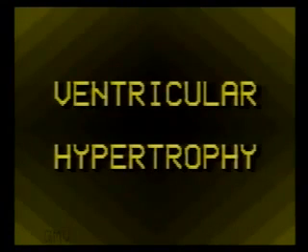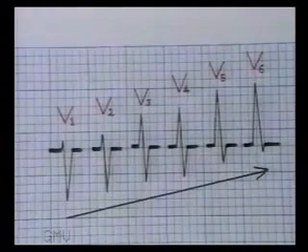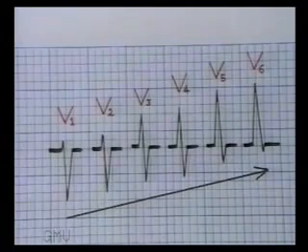Ventricular hypertrophy. Ventricular enlargement is diagnosed from the pattern and amplitude of the QRS complexes in the chest leads V1 to V6. This is the normal pattern of QRS complexes in chest leads. The lead V1 shows a small R wave and a deep S wave.